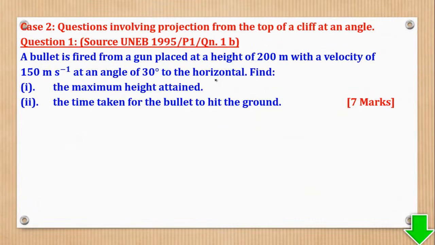That was the first category of questions. The second category will be questions involving projection from the top of a cliff at an angle. The first question will be from UACE of 1995, paper 1, question 1b. It says, a bullet is fired from a gun placed at a height of 200 meters with a velocity of 150 meters per second at an angle of 30 degrees to the horizontal. Find Roman 1, the maximum height attained, and Roman 2, the time taken for the bullet to hit the ground.